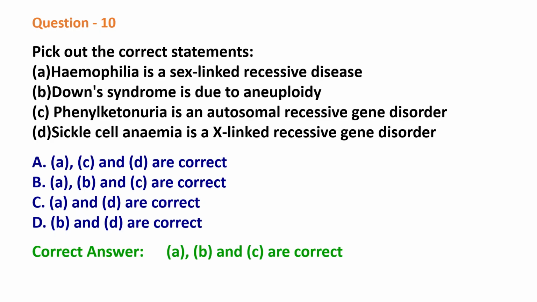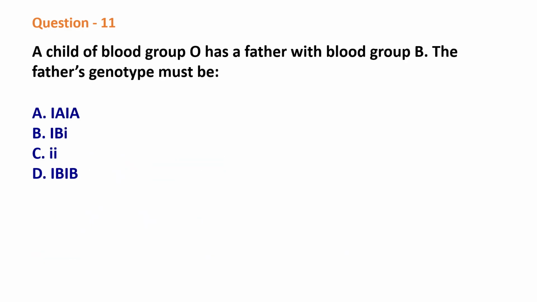The correct answer is option A, B, and C. Now D is not the correct one. Why? Sickle cell anemia is X-linked is given here. It is not X-linked. It is autosomal because both males and females can be affected by this disease. Coming to the next one.